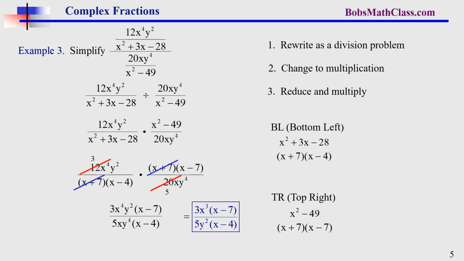You do not have to distribute the monomials in front, the 3x to the third and the 5y squared. It's best to leave it like that. The answers are usually given to us in factored form in the back of the textbook or on a homework assignment, so there's no need to distribute.